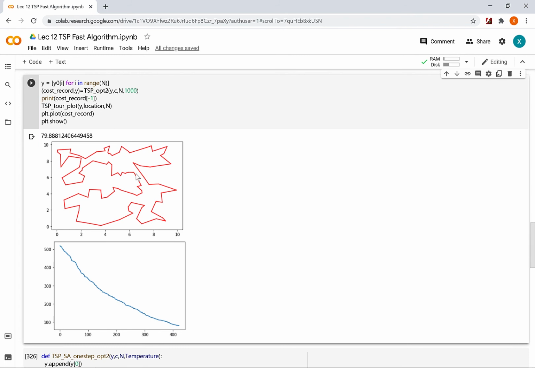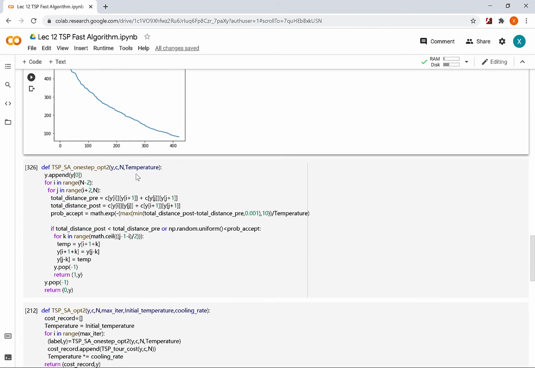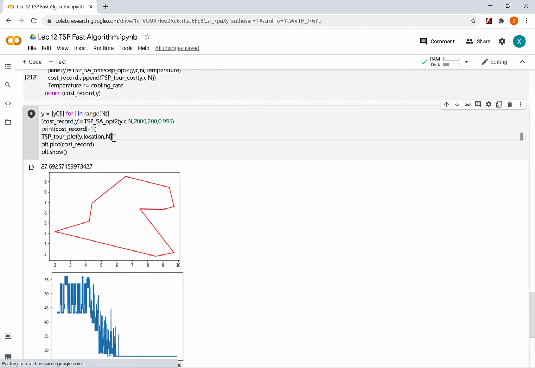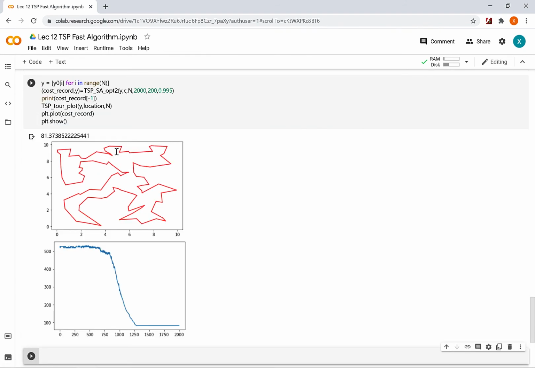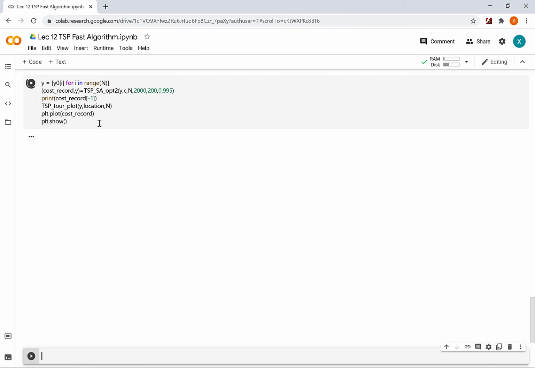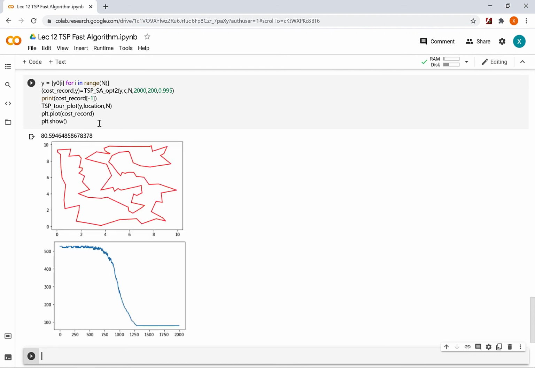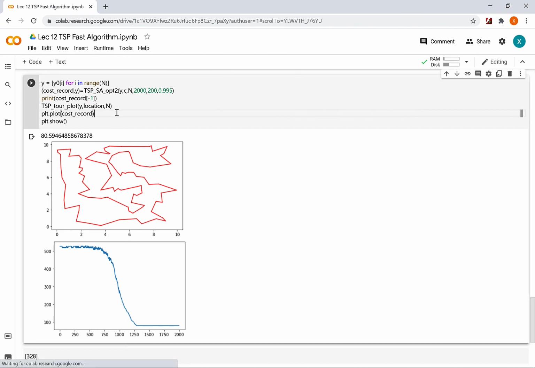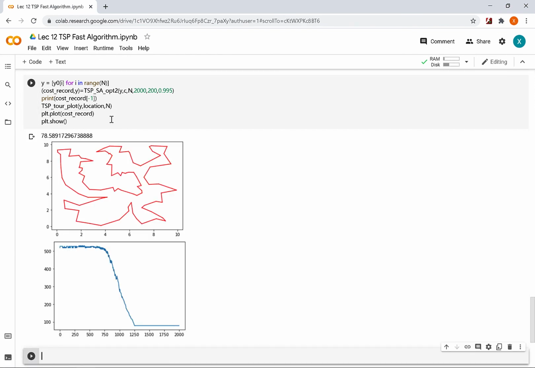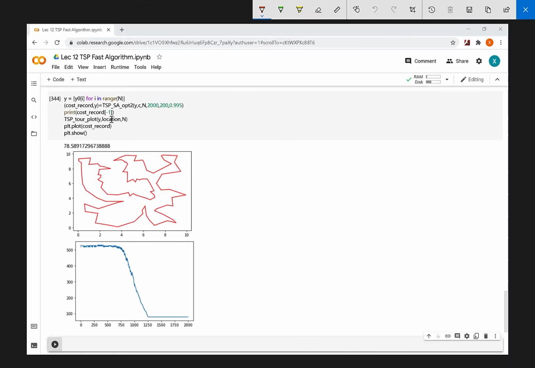It's now 79.888, around 80. And then let's use our simulated annealing method. This time it gives us 81. Now this time is 80.5946. Yeah, now this time is 98.589. So this is better than our pure 2-opt solutions when we consider simulated annealing.